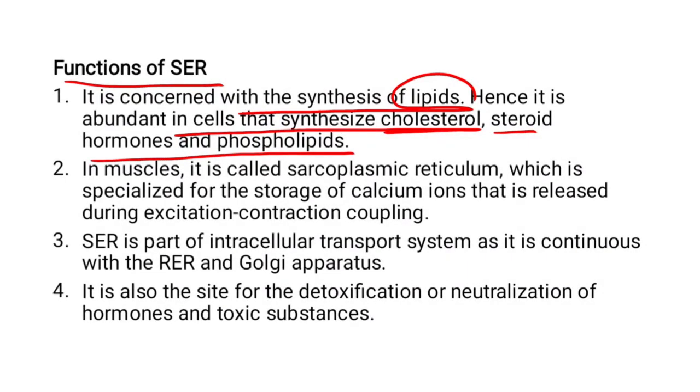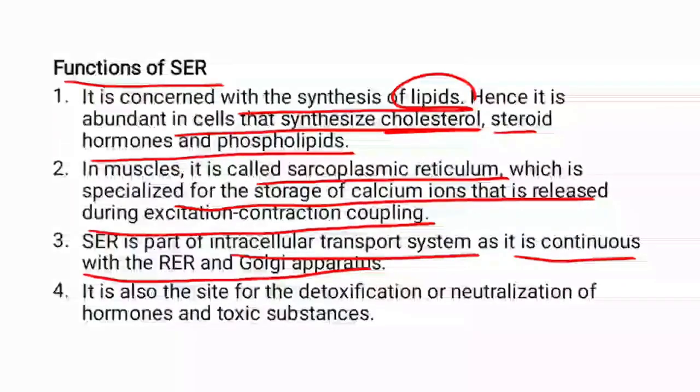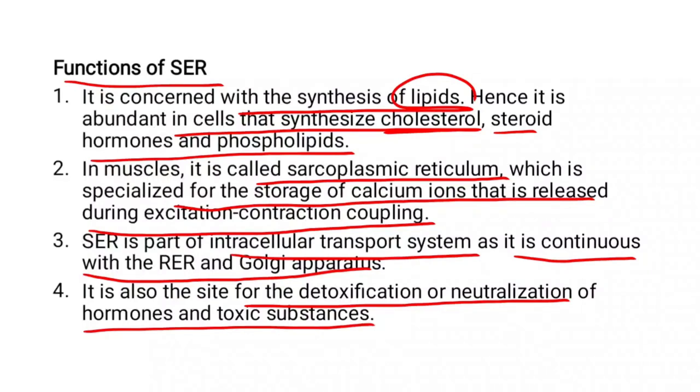In muscles, it is called sarcoplasmic reticulum, which is specialized for the storage of calcium ions that are released during excitation contraction coupling. Smooth endoplasmic reticulum is part of the intracellular transport system, as it is continuous with the rough endoplasmic reticulum and Golgi apparatus. It is also the site for the detoxification or neutralization of hormones and toxic substances.